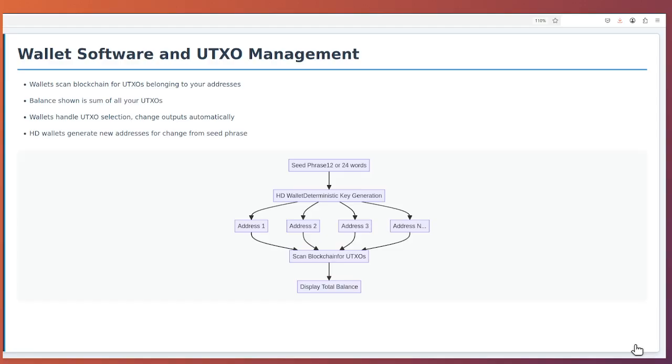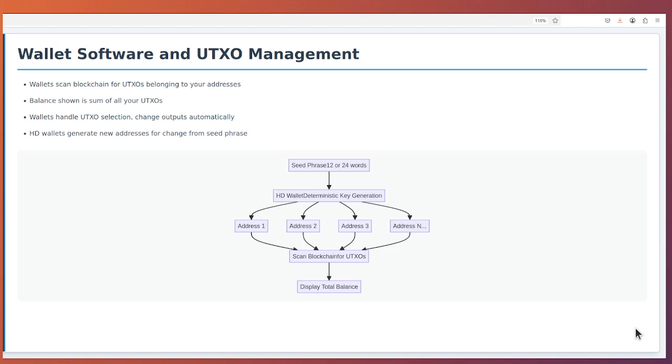Different wallet types handle UTXOs differently. Full node wallets like Bitcoin Core maintain the complete UTXO set locally. They can validate transactions and UTXOs independently without trusting anyone. SPV wallets, or simplified payment verification wallets, do not maintain the full UTXO set. They ask full nodes for information about their UTXOs. This is lighter but requires some trust.